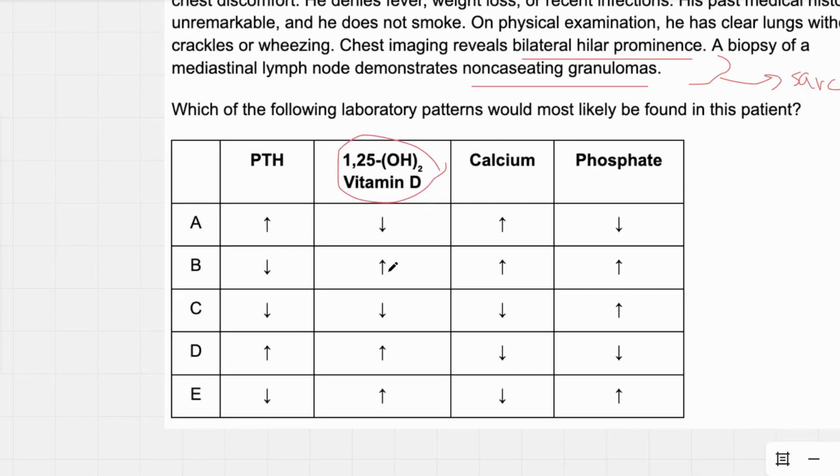So I'm going to start with this column. I know this is going to be up. So A is out, C is out. Next up, what does vitamin D do?